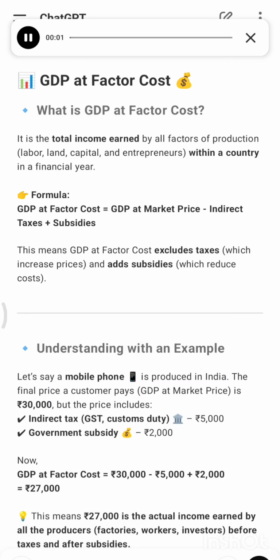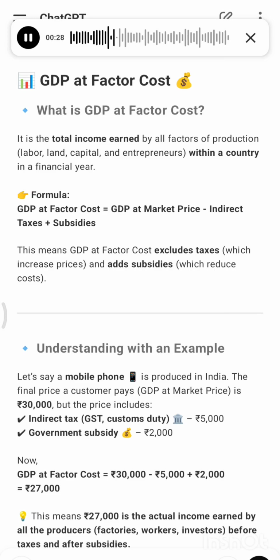GDP at factor cost. What is GDP at factor cost? It is the total income earned by all factors of production, labor, land, capital, and entrepreneurs within a country in a financial year. Formula: GDP at factor cost equals GDP at market price minus indirect taxes plus subsidies. This means GDP at factor cost excludes taxes, which increase prices, and adds subsidies, which reduce costs.